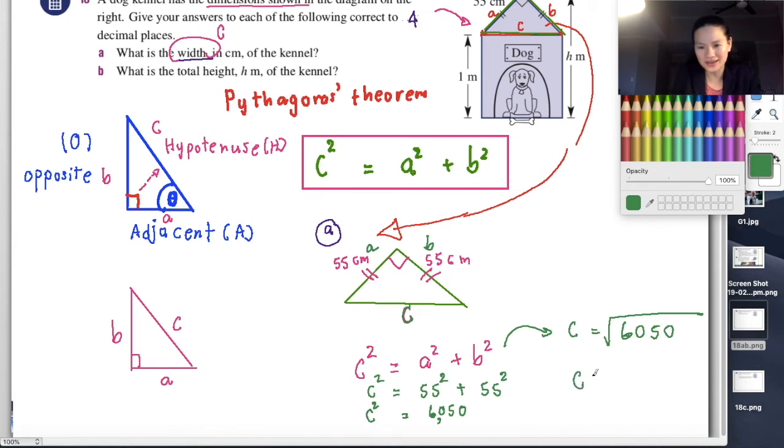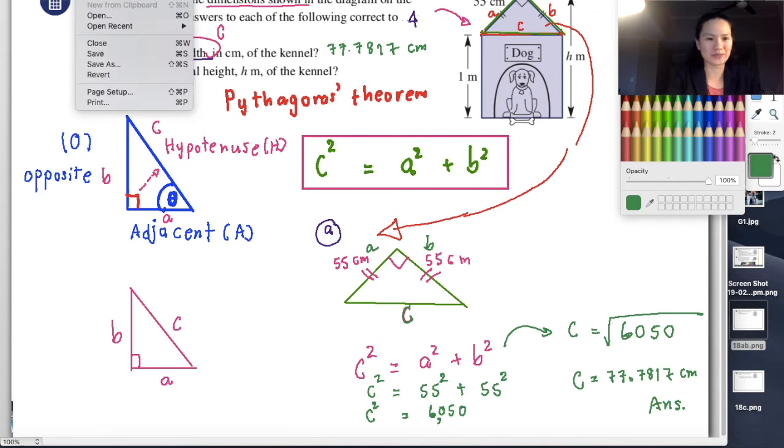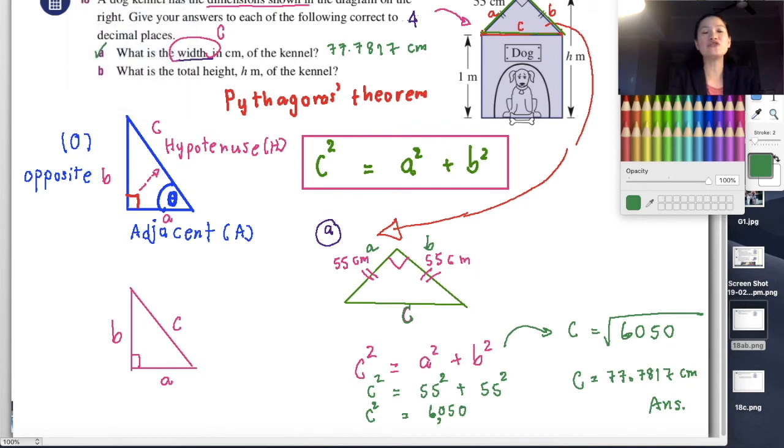Put the answer here, and then you square root the answer. So you get C equals 77.781. Give it to 4 decimal places, and this is your answer. So the width of the kennel is 77.7817 centimeters. Right, it seems good. Okay, we did A together. Let me save it very quickly. Now we do B.